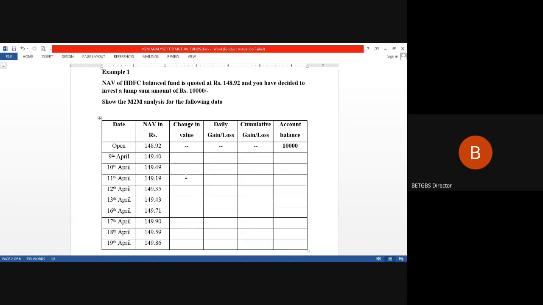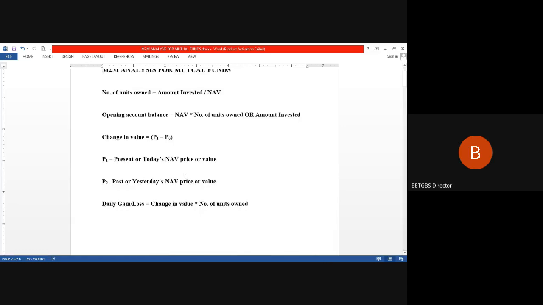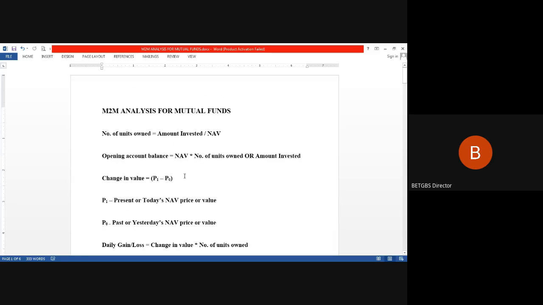So to start with, how do we do this? First of all, we have been given three basic pieces of information. One is the present NAV. We have been given the amount we want to invest and the respective NAV prices. But we don't have an idea about how many units we could own, and based upon that, we are going to do the further calculation. So the first step is to find out the number of units you own, and it is done with the help of the basic information.